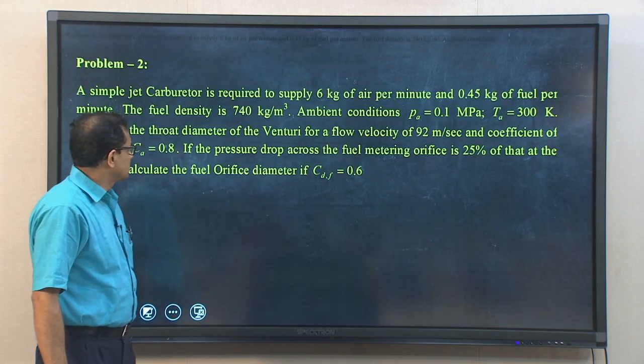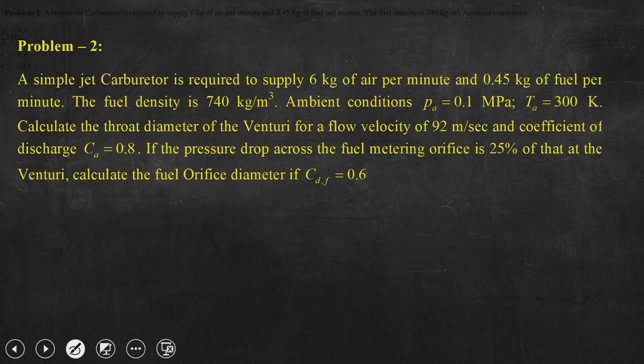So, this is the problem. Let us first read out the problem statement. A simple jet carburetor is required to supply 6 kg of air per minute, that is the mass flow rate of air, and 0.45 kg of fuel per minute. The fuel density rho f is 740 kg per meter cube. Ambient conditions: pressure is 0.1 megapascal, temperature is 300 Kelvin. Calculate the throat diameter of the venturi for a flow velocity of 92 meter per second.